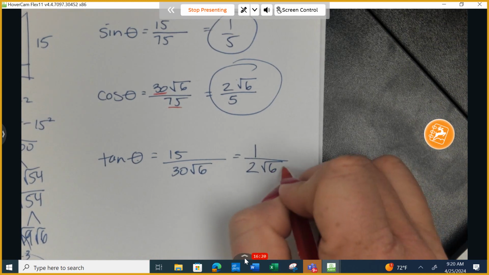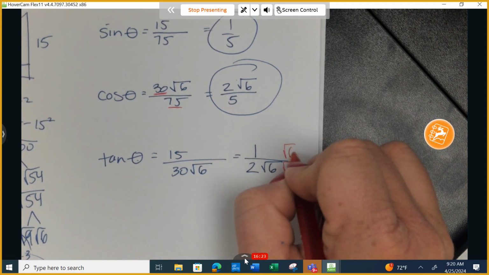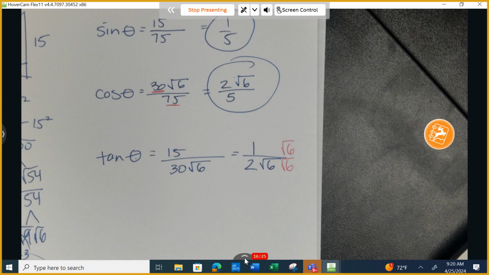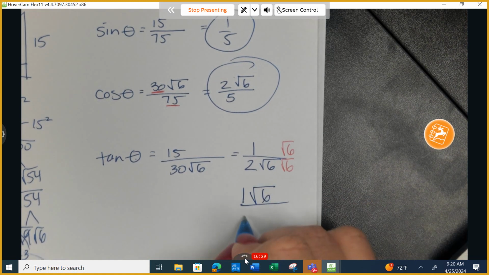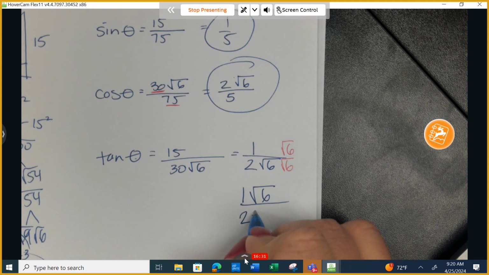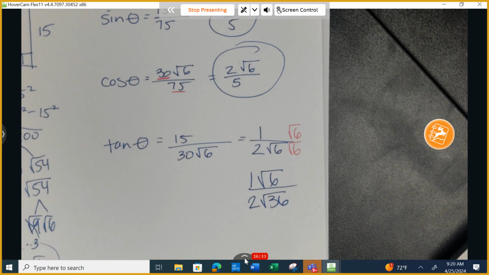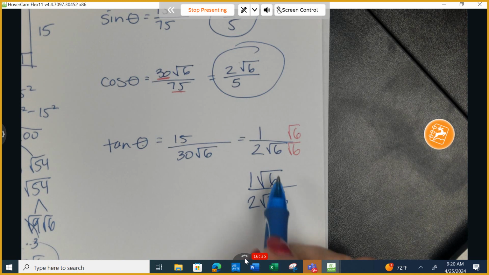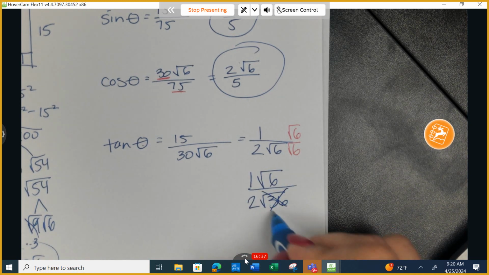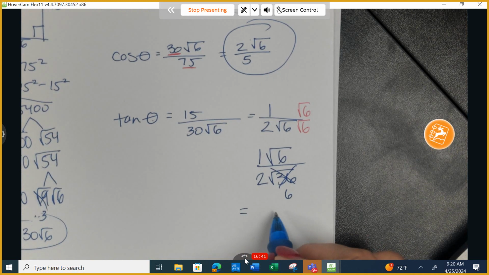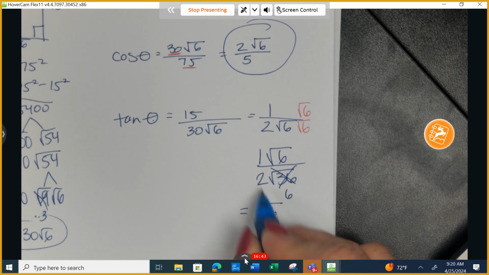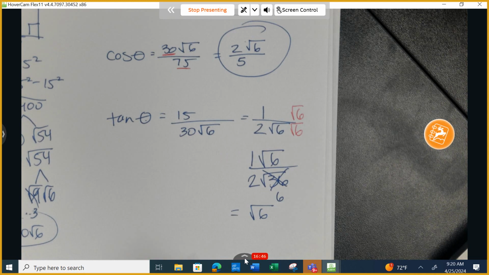So whatever this is, I'm going to rewrite it by taking the top and the bottom times the square root of 6. So I have 1 times the square root of 6 over 2 times the square root of 36, because 6 times 6 is 36. I know that the square root of 36 is actually 6. So on top, you can write 1 times the square root of 6, or just the square root of 6, because 1 times itself is itself. And then on the bottom, I have 2 times 6 is 12. This is going to be the tangent of that value.